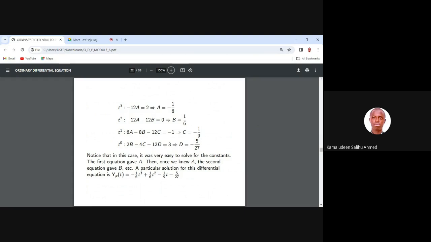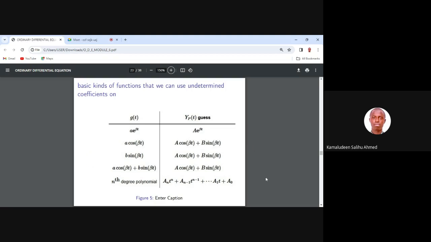So then the second equation gives the b, etc. So a particular solution for this differential equation is now this. You substitute for your a, which is minus 1 over 6, b is 1 over 6 t square, c is minus 1 over 9, then d, which is the constant one, is minus 5 all over 7. So that is the answer for that question also.